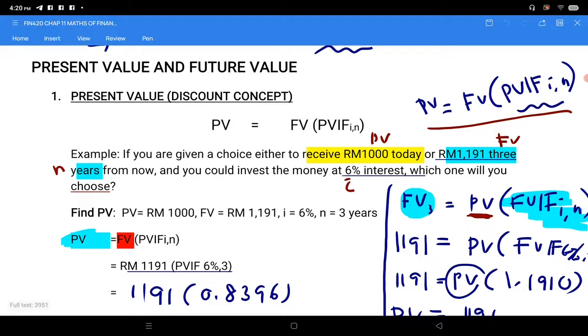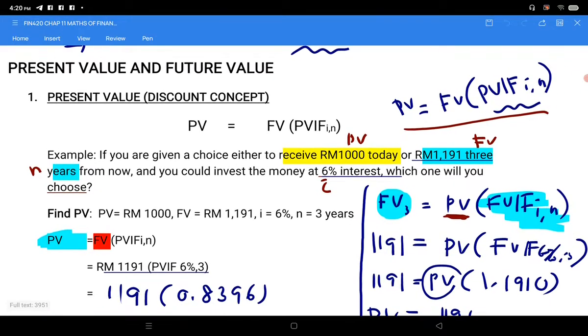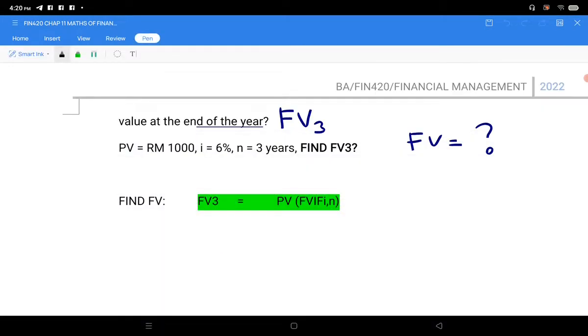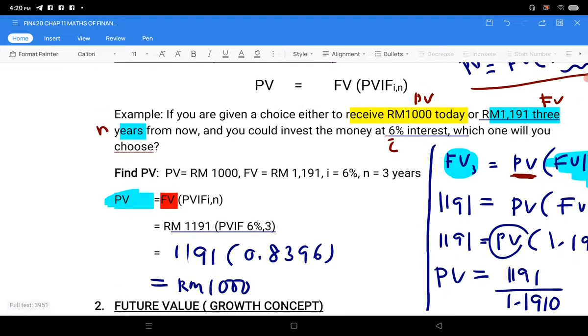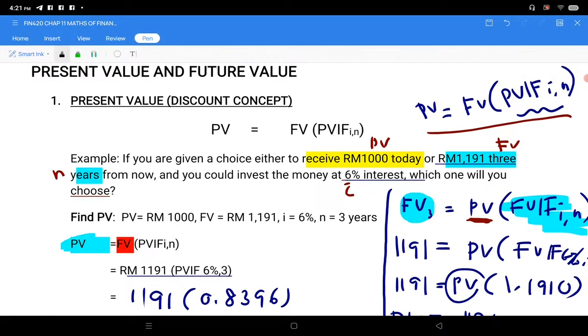Whenever the question gives you a choice to receive the money today, sorry, one moment. Okay, so whenever the question states today, this is your present value, PV.